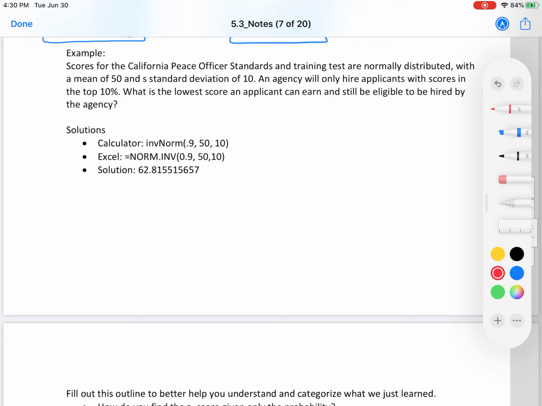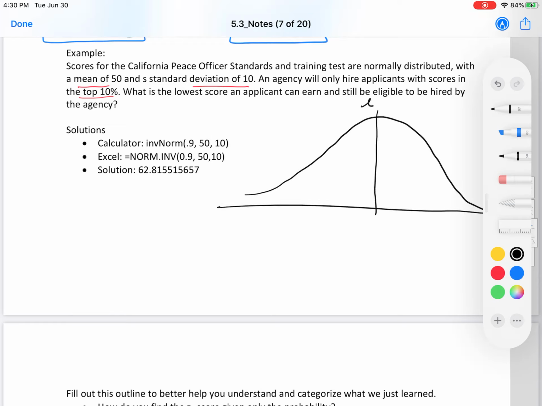Let's do an example. Scores of the California Peace Officer Standards and Training Tests are normally distributed with a mean of 50 and a standard deviation of 10. An agency will only hire applicants with scores in the top 10%. What is the lowest score an applicant can earn to still be eligible to be hired by the agency? Let's draw our bell-shaped curve just so we can understand what we're looking at. So we have a mean of 50, and also a standard deviation of 10.